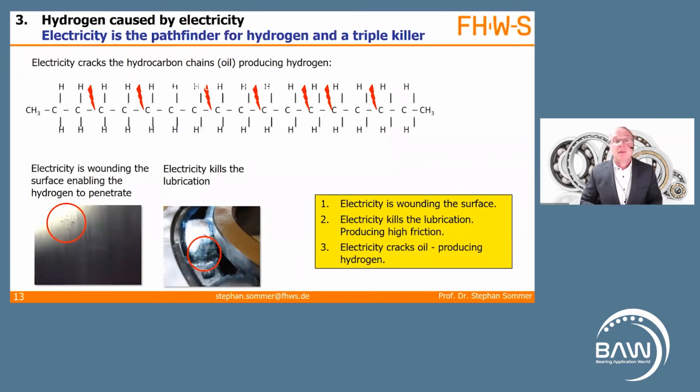Electricity is the pathfinder for hydrogen, and it is a triple killer. So what happens? Electricity cracks the hydrocarbon chains, the oil, and it is randomly cracking this oil, producing hydrogen. Electricity is wounding the surface. We remember this picture from a couple of slides before. Wounding the surface, enabling the hydrogen to penetrate. And electricity kills the lubrication. And on top, it is producing hydrogen.